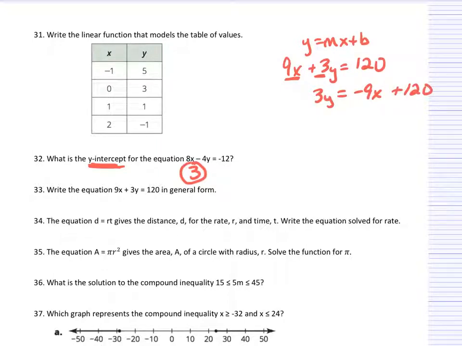And next I would do an upside down t, and the opposite of multiplying by 3 is dividing by 3. And -9 divided by 3 is -3x, plus, and 120 divided by 3 is 40. And this is my equation in general form.